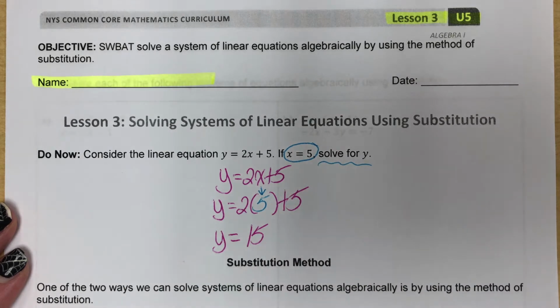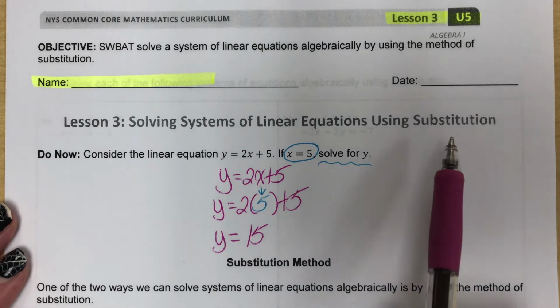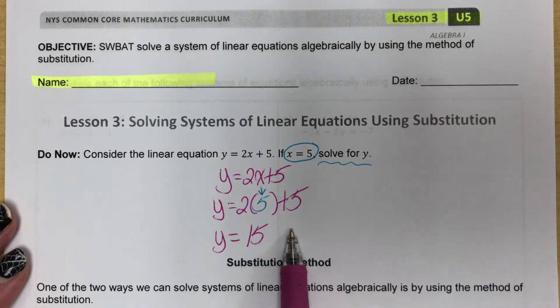All right, again, whenever I'm plugging in a number for a variable, we always do that with parentheses, don't forget, and then again, y equals 15. So I know that when x equals 5, y equals 15, I am good to go. This is called substituting, okay? We do this all the time.